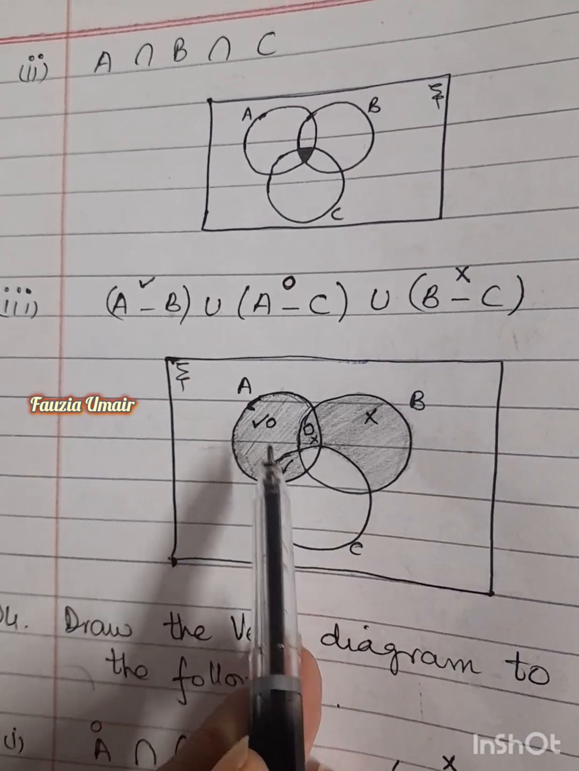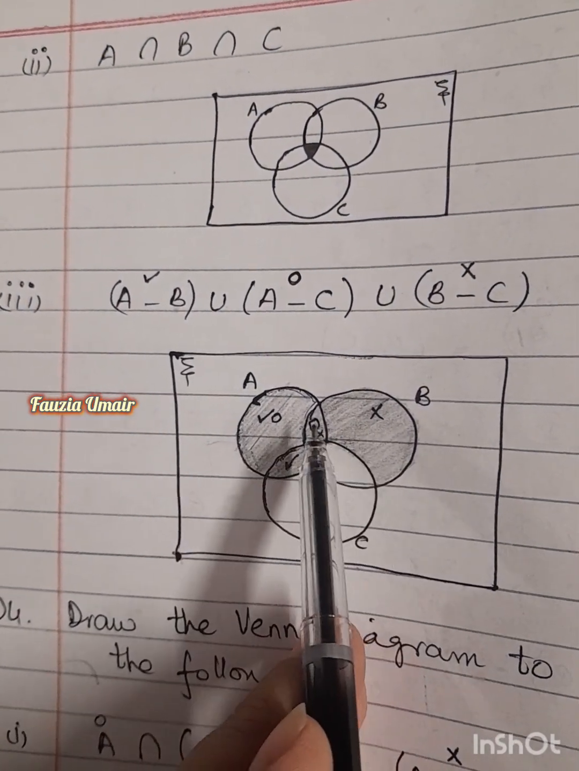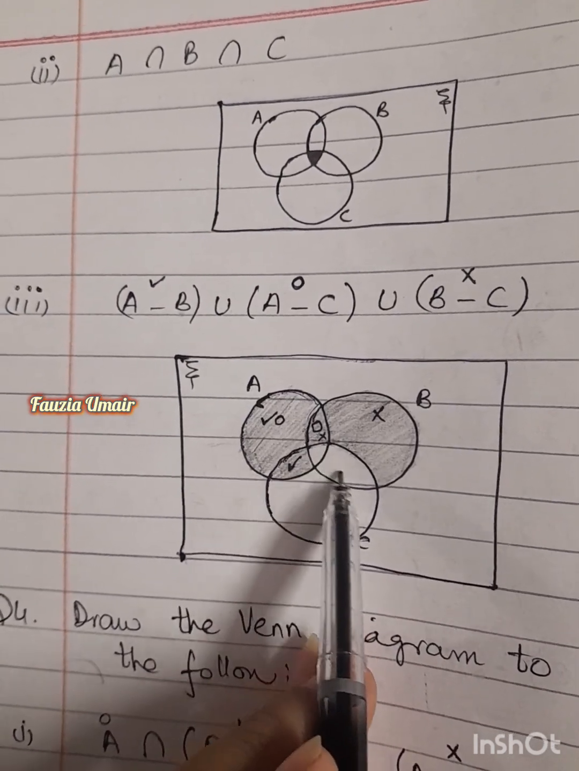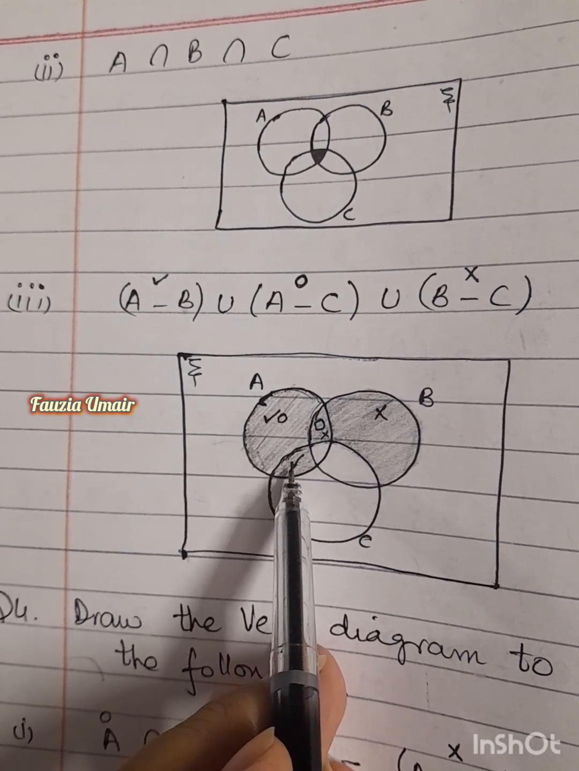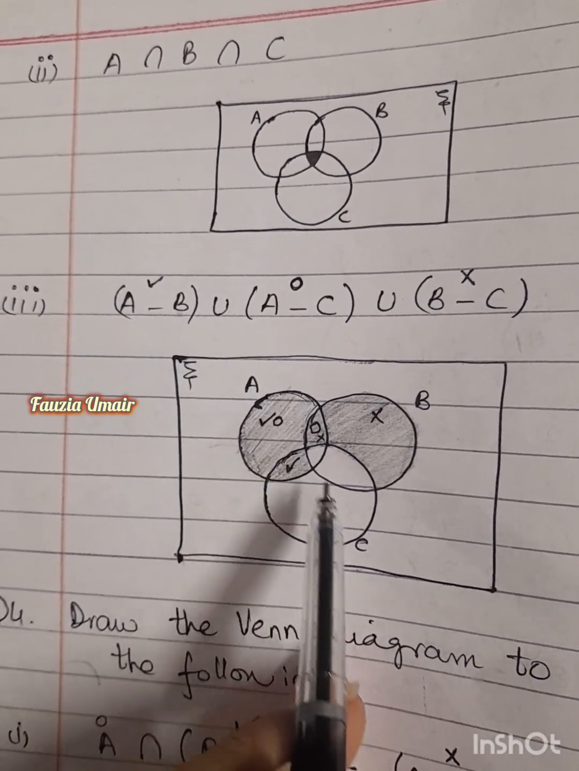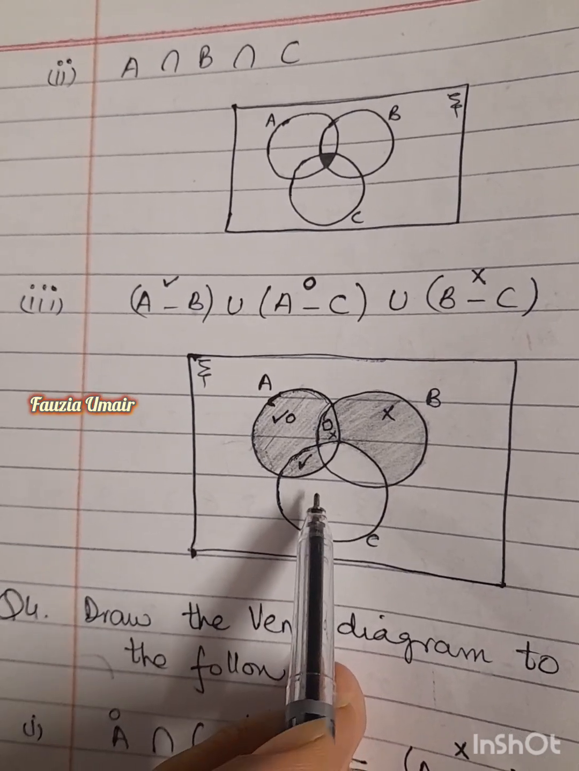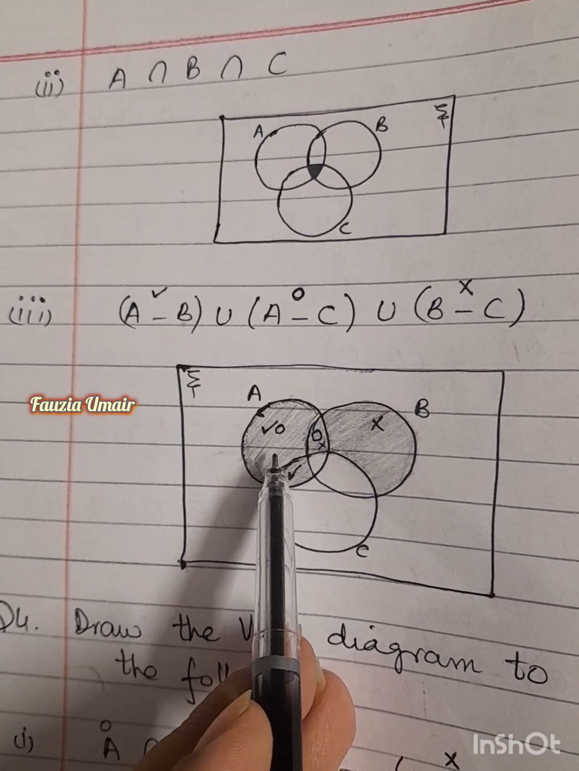So I have used 3 different symbols. A minus B is represented by a tick mark, A minus C is represented by a circle, you can see on there, and B minus C is represented by a cross. Because there is a union, it means that whatever symbol is there, even if one symbol is there or two, you need to shade all those areas.